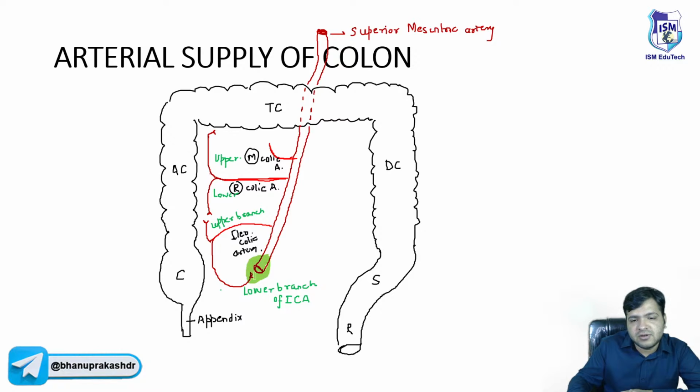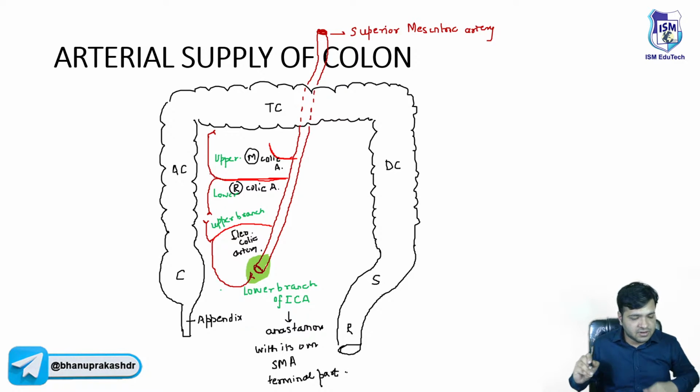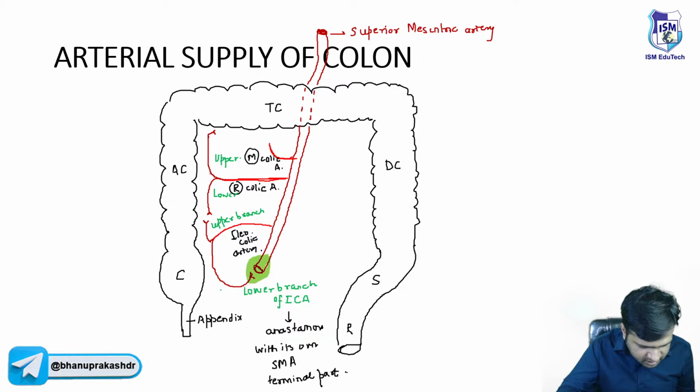Now, this is the point of anastomosis. So remember, beta, this is the point of anastomosis. The lower branch anastomoses. So this lower branch of the ileocolic artery anastomoses with its own superior mesenteric artery terminal part.